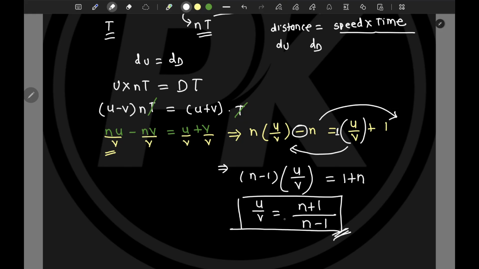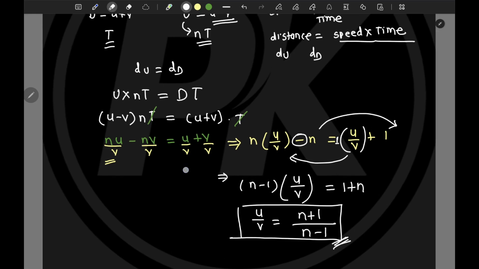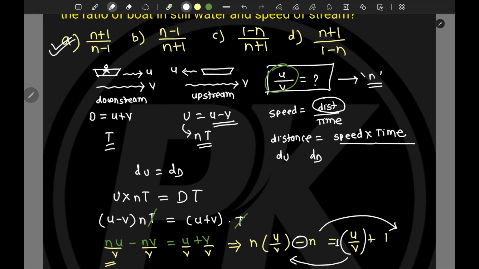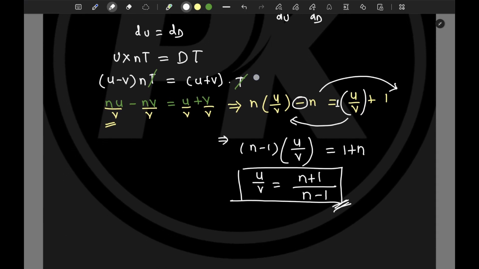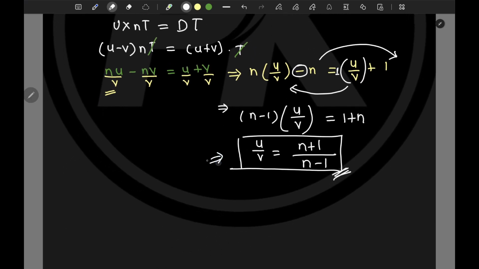And we will use this equation when they say that to cover downstream the time required is t, and to cover upstream it will take twice the time, thrice the time, or 4 times, 5 times, that much time is taken by the same boat or a man. This type of problems they will give, we'll see in the next example. So for now this is clear, okay, this is easy, right? Now let's move to the next example.